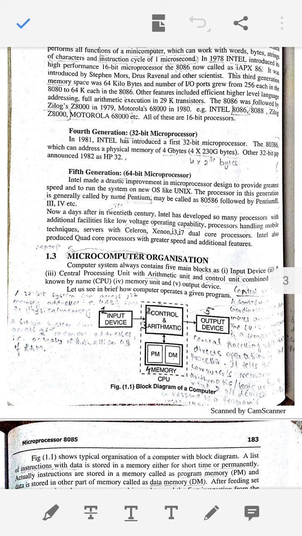So these are the processors developed by Intel. Intel also produced quad core processors with greater speed and additional features.